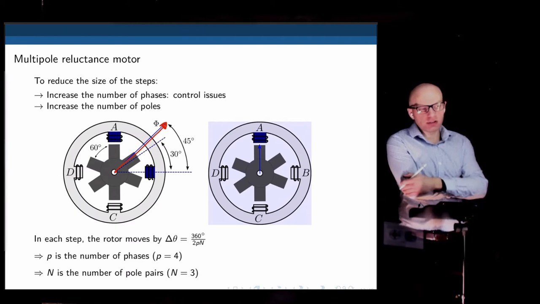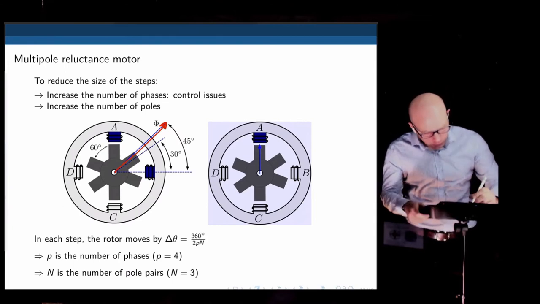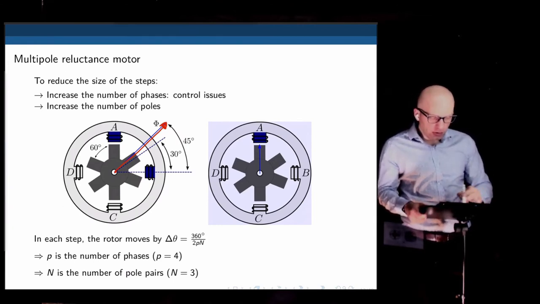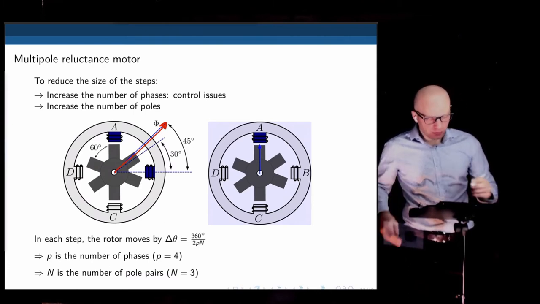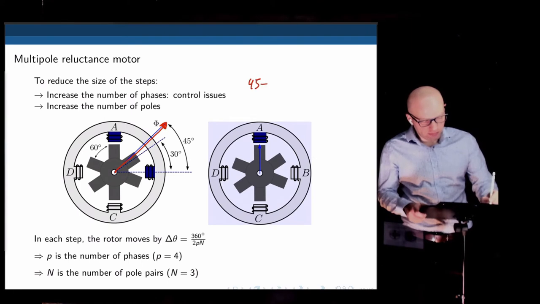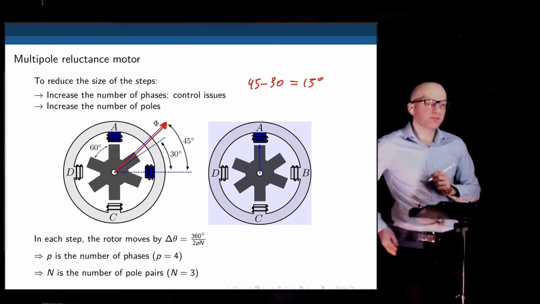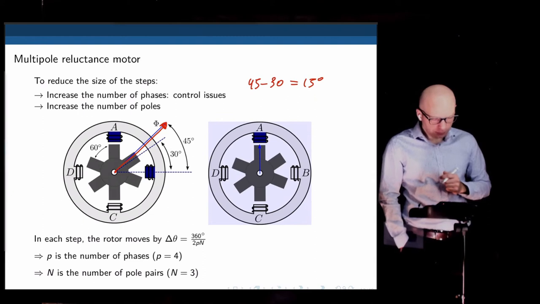By the smallest difference between one of the poles and the magnetic flux itself. So it's going to rotate by, if the magnetic flux goes at 45 degrees, the closest pole is the one at 30 degrees. So this is going to rotate by 45 minus 30, which is 15 degrees. You can see that on the animation on the right.